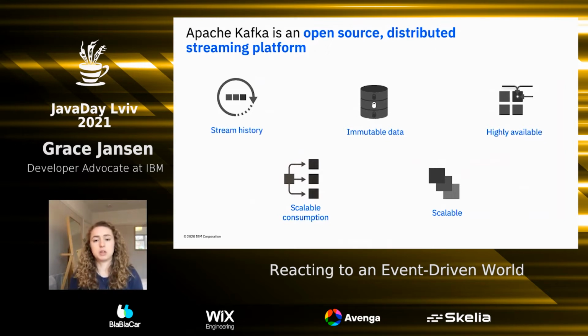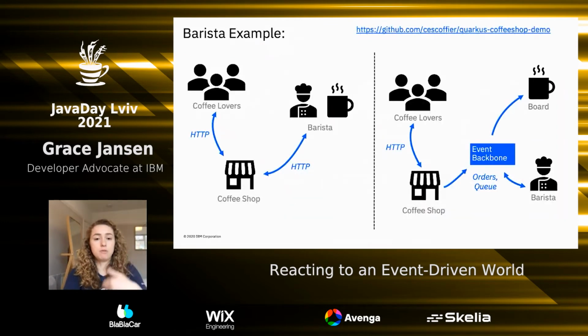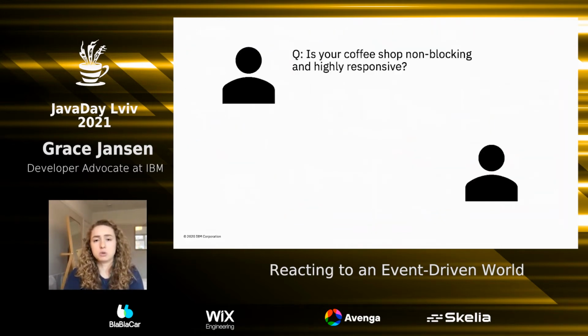It has immutable data, and it's really highly available, which is fantastic when we're trying to build reactive, responsive systems. But what this often leads to is, once they implement this sort of event-driven backbone, as you can see on the right-hand side here, they come to this question. So now that you've implemented event-driven architecture, is your coffee shop now non-blocking and highly responsive? In other words, is your microservice system non-blocking and highly responsive?